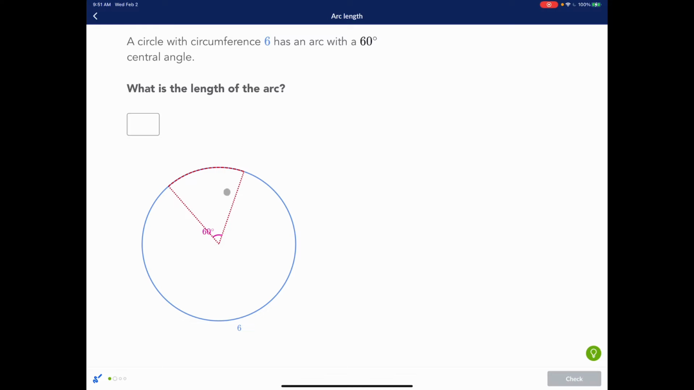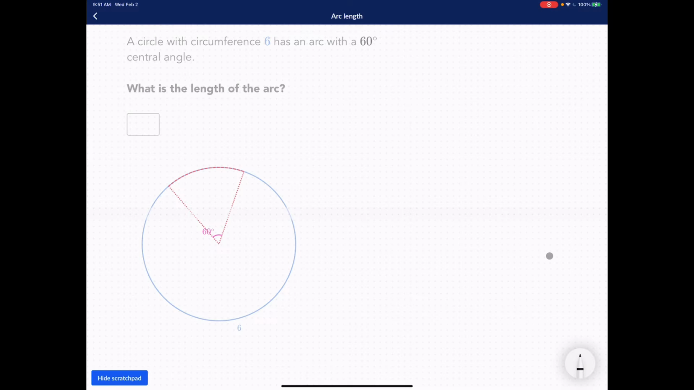So this is 60 degrees. Automatically, I already know 60 degrees is a sixth of 360 degrees. But we're trying to find this length right here. Okay, so how do we find this length? So I'm going to go 60 degrees over 360. Divide the numerator by 60 and the denominator by 60, and I get 1 over 6, right? So what I know is that this length is a sixth of this entire circumference, okay?